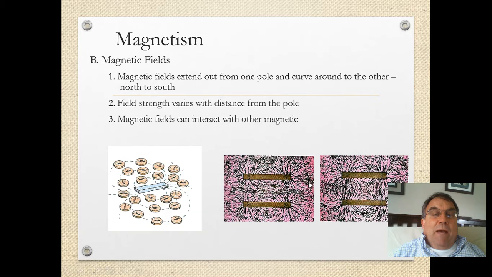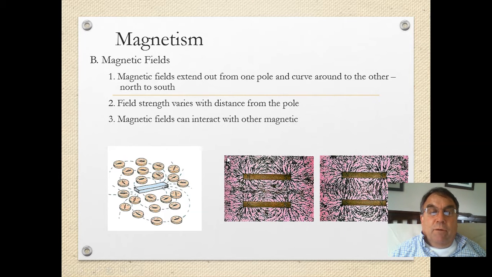The magnetic fields extend out from one pole to the other. By convention, we say it runs from the North Pole to the South Pole. It varies in strength with distance from the pole. So the further from the pole, the weaker it is. And these magnetic fields can interact with each other.